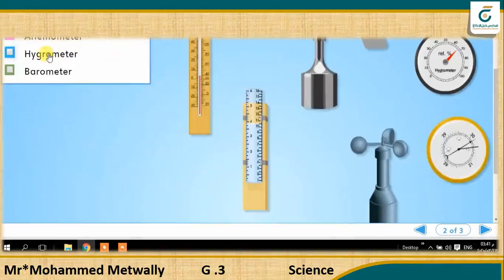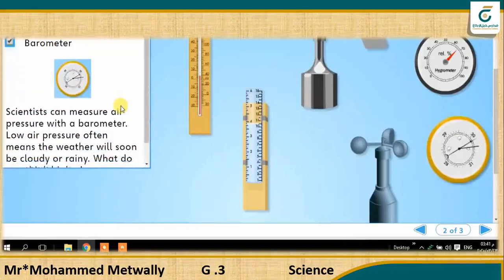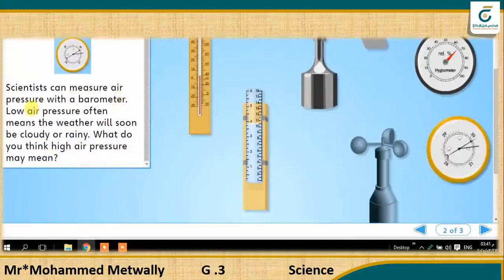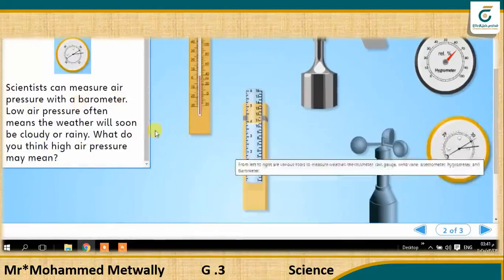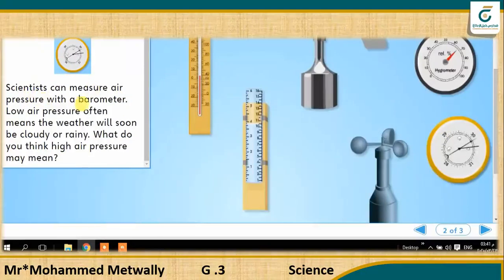Turning to the last tool here, a barometer. A barometer is a tool that scientists use to measure the air pressure. So this is the barometer, and scientists use this tool to measure the air pressure. Low air pressure often means the weather will soon be cloudy. So when the pressure of the air is becoming low, this means that the weather will be cloudy or rainy.